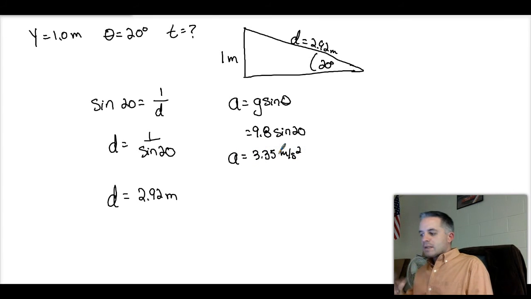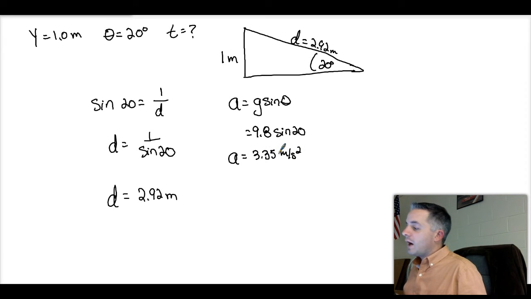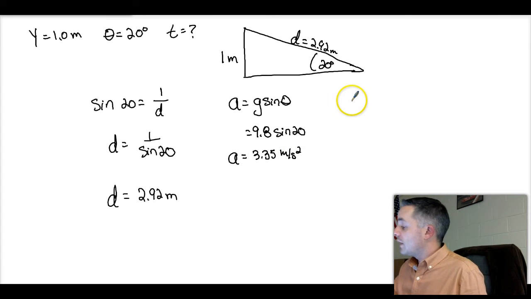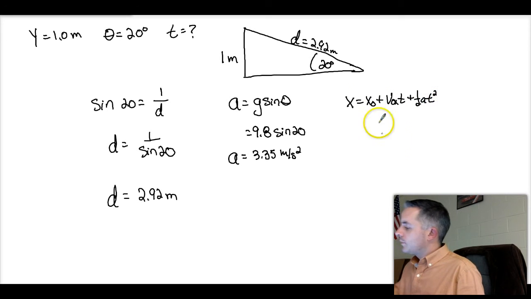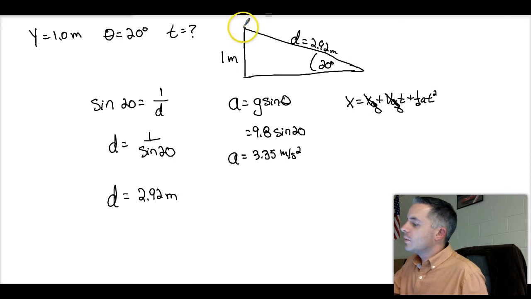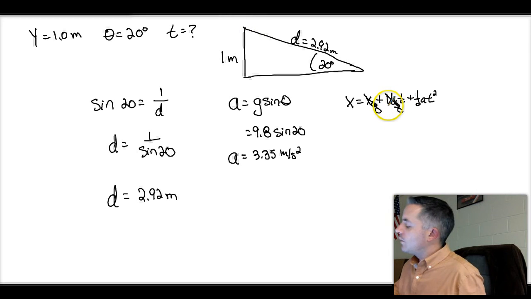So now that we have this distance and we have this acceleration, we can find the time. So just by using x equals x sub o plus v sub o x t plus 1/2 a t squared, where our initial distance is going to be 0 and our initial speed is 0, because we're assuming that this is going to be our starting point and that we're starting from rest.